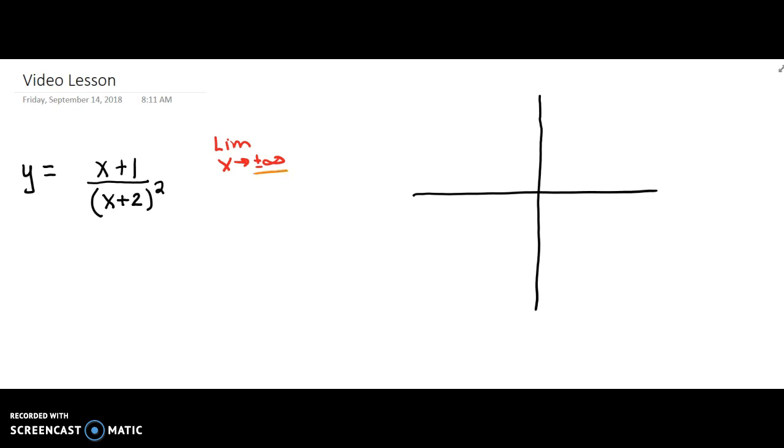Since we're looking at very big and small numbers, I could ignore the +1 and the +2, and I'm really looking at x over x squared, which simplifies to 1 over x. When we put a very large number in here like infinity, this goes to 0. So I'm going to have a horizontal asymptote on the x-axis.